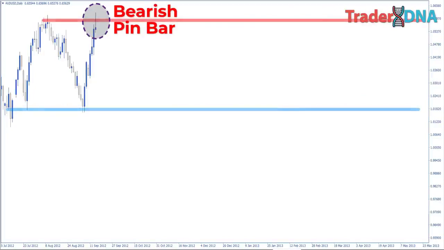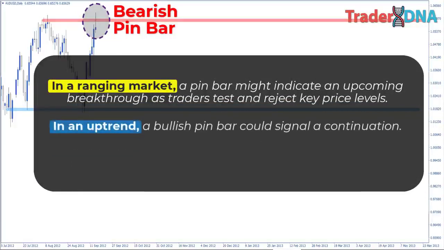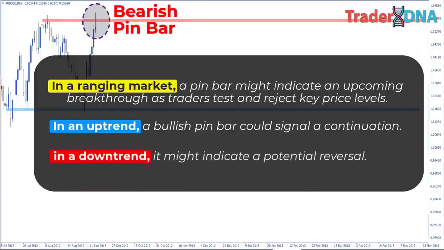So, what's happening? It's crucial to interpret the pin bar in the context of the market environment. In a ranging market, a pin bar might indicate an upcoming breakthrough as traders test and reject key price levels. Similarly, in an uptrend, a bullish pin bar could signal a continuation. Conversely, in a downtrend, it might indicate a potential reversal.